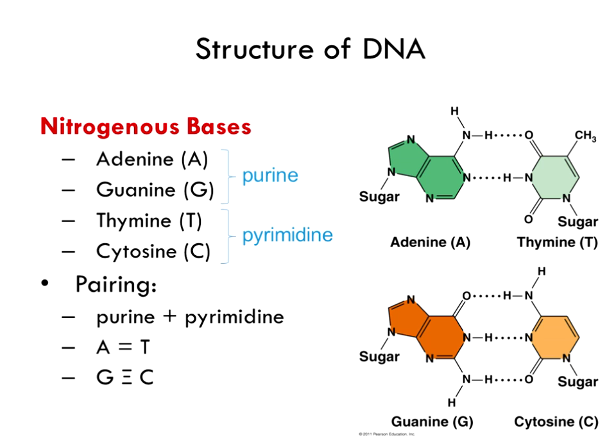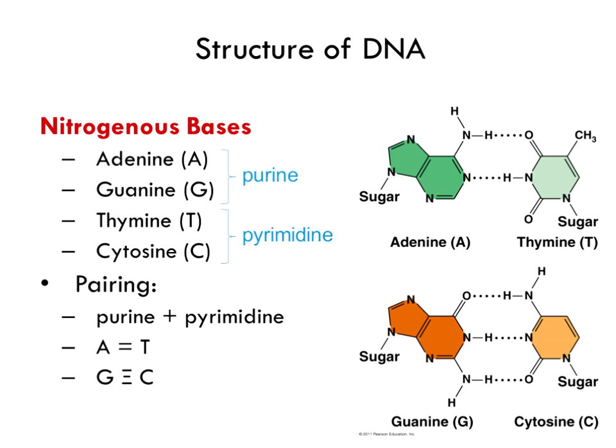So again, the four main bases are adenine, guanine, thymine, and cytosine. We can separate them into two main groups. The purines, which are your double ring structures, are adenine and guanine. So a purine has two ring structures. And then the pyrimidines, thymine and cytosine, have a single ring structure. So a pyrimidine is single ringed and a purine is double ringed.